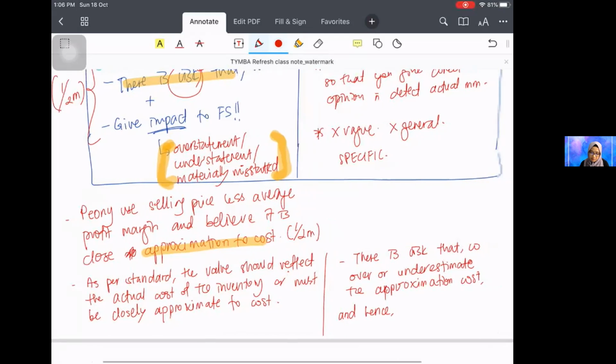Okay, then you give the impact to financial statement. Now, the impact could be over, under, or materially misstated, based on the risk that you wrote. Risk that company over or underestimate the approximation cost. Overvalued. Okay, if you want to say overvalued, dia akan berkaitan dengan overestimate. Am I correct? How about the underestimate one? If you underestimate, can the inventories be overvalued?